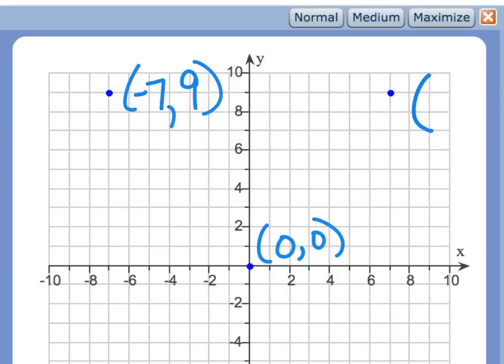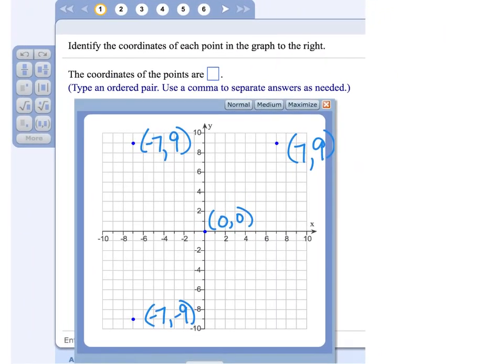And then let's take a look at this one way over here. Again, it's going to be an ordered pair. Starting here, we went to the right 7 and up 9. So it's going to be +7, +9. And those are our ordered pairs.